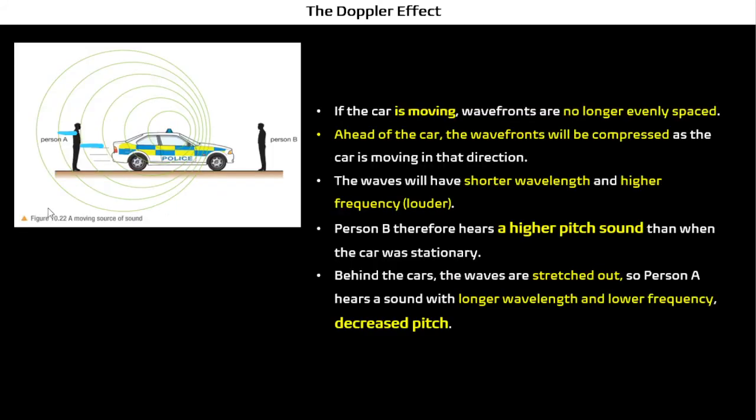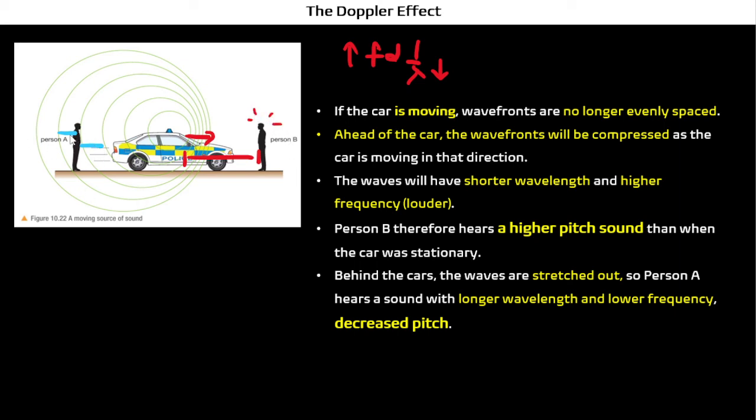But let's imagine the car to be moving. Okay, so the wavefronts are no longer evenly spaced. Now ahead of the car, the wavefronts will be compressed because the car is moving in this direction, meaning that the distance between person B and the car is getting smaller. So your wavelength becomes very much shorter. As I mentioned before, frequency varies as 1 by lambda. So as your wavelength is becoming shorter, your frequency is getting higher, so this person hears a very loud noise.